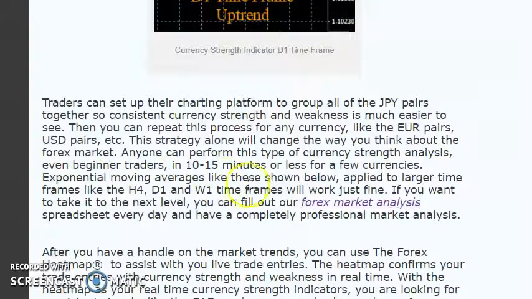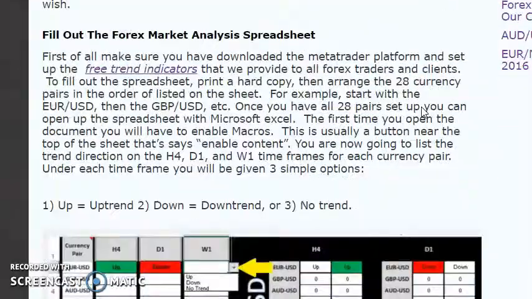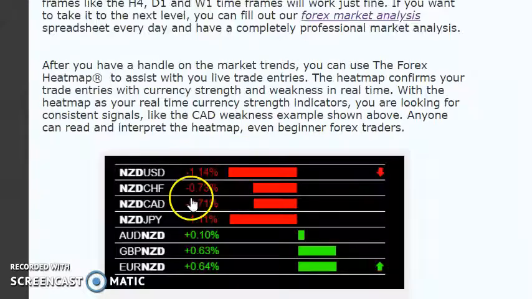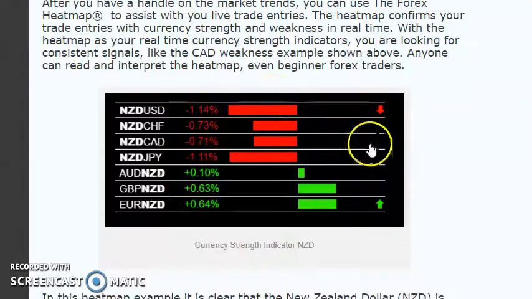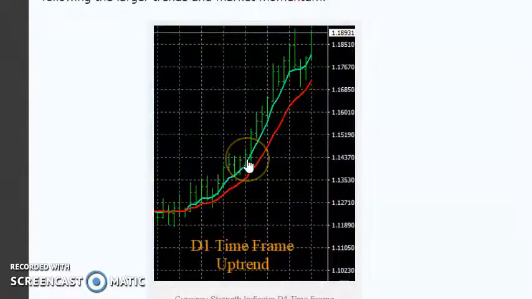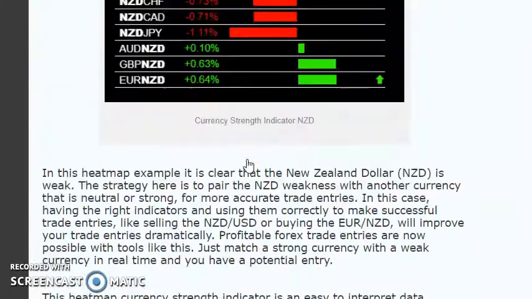We even have our market analysis spreadsheet. If you like, you can do a very professional analysis of the Forex market. You fill out the spreadsheet by individual currency on the large time frames to see what currencies are strong or weak and driving the market. So remember, you use the Forex Heatmap to assist you with trade entries as a live indicator. You can use the trend indicators from market analysis to determine which currencies are strong or weak.